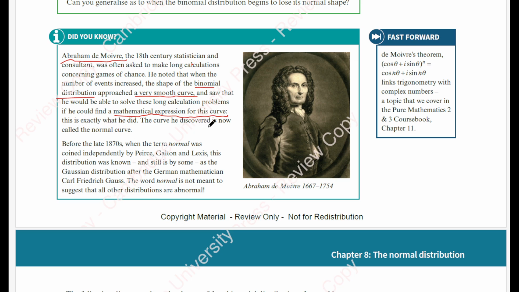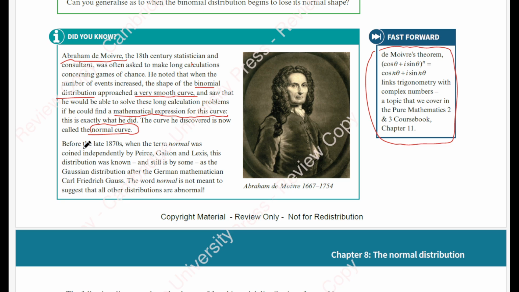The curve he discovered is now called the normal curve. You know the normal curve, 1 over the square root of 2 pi, etc. So this is the normal curve. De Moivre, by the way, introduced a new theorem, which we will study later. It will be related to complex numbers, and you can see them here.